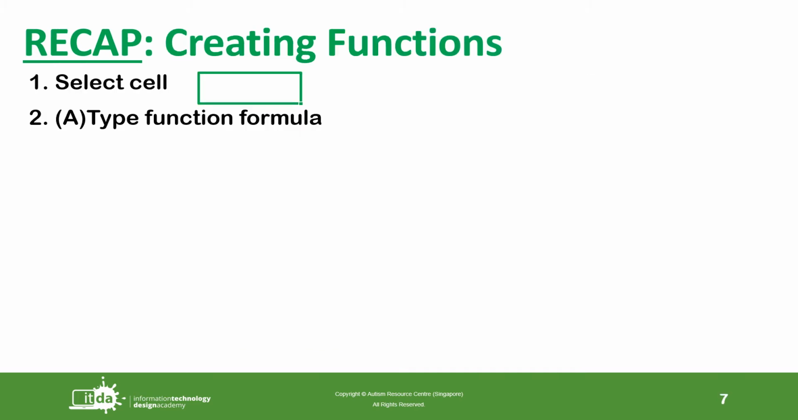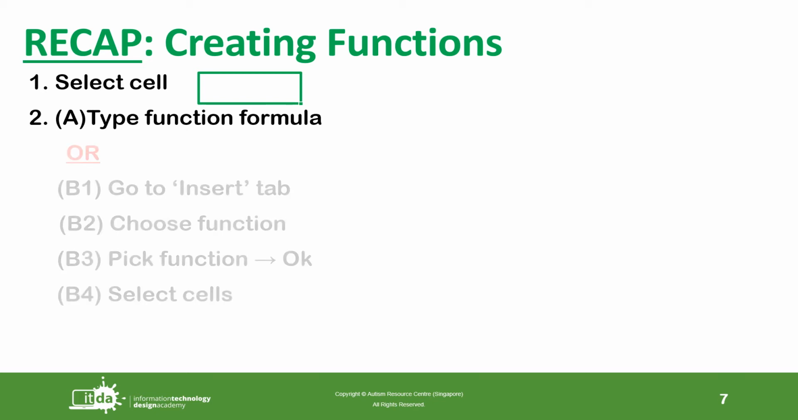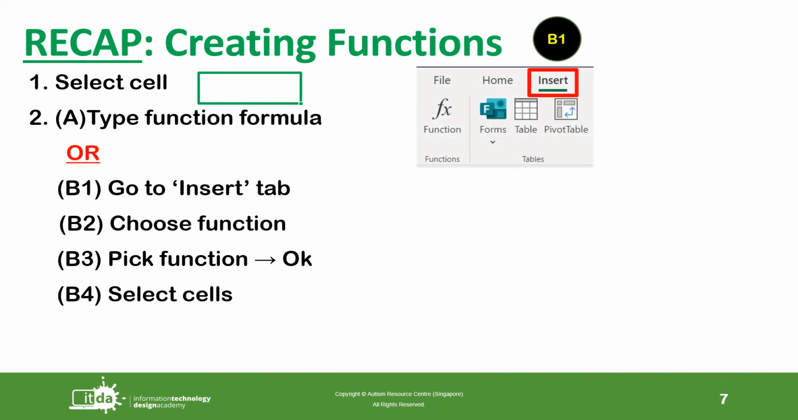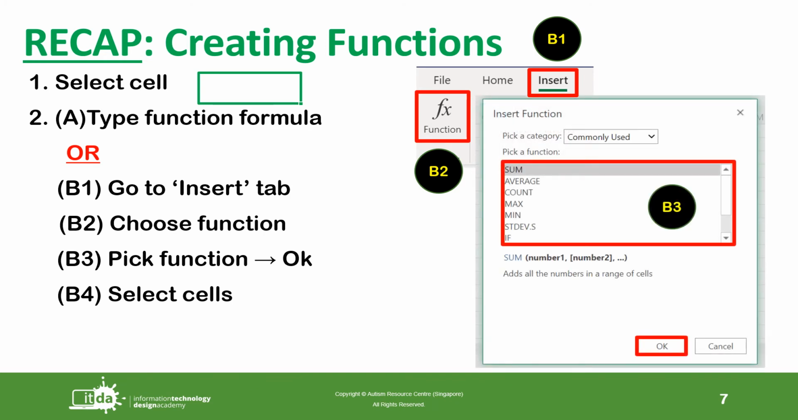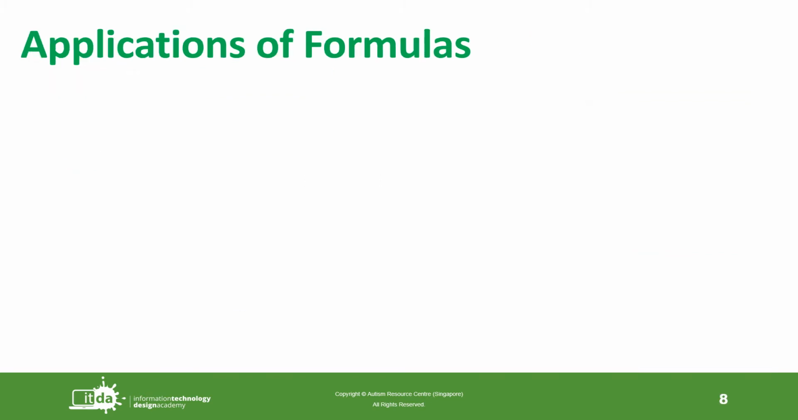To create your function, if you can't remember how it's spelled, you can select your cell, go to the Insert tab, and choose the function from the FX button. From there, it will open up a special window that allows you to pick out the function that you want. Once done, click on OK, and then select your cells within your cell range. Finally, when you want to show your answer, press Enter. Okay, very simple. So let's move on.